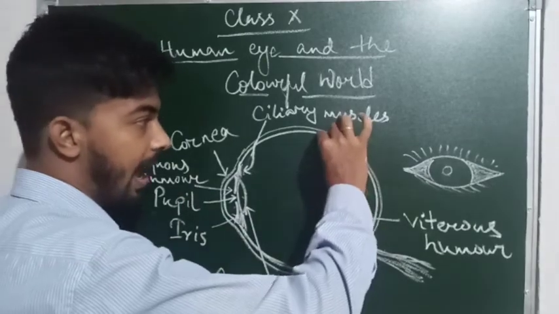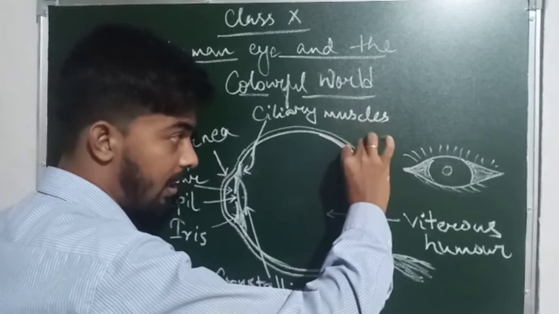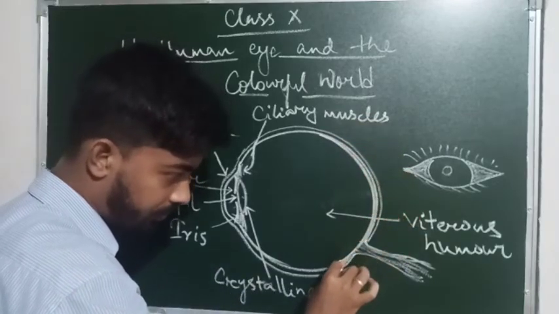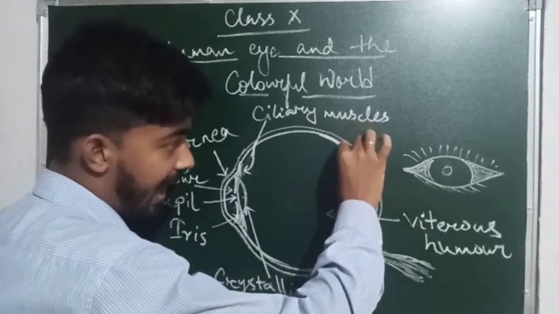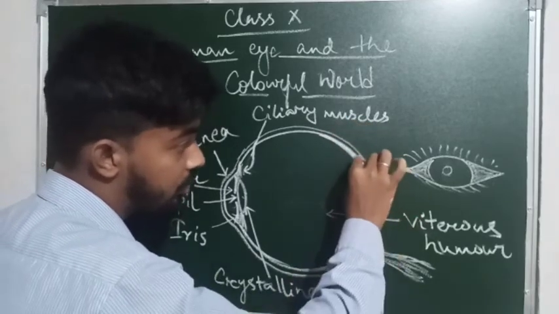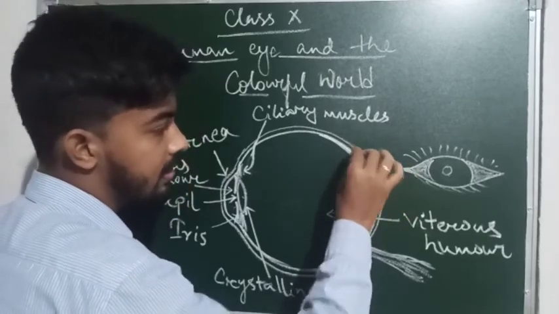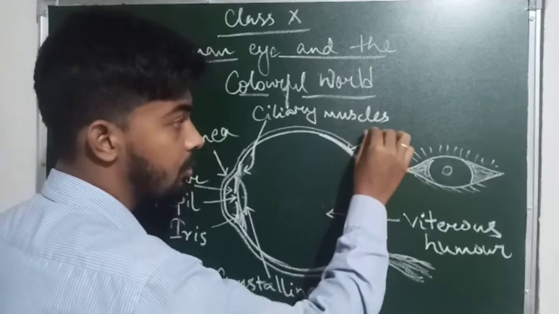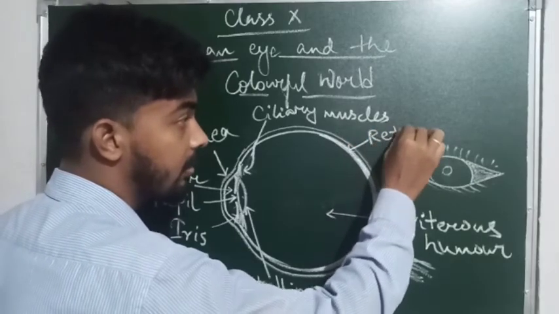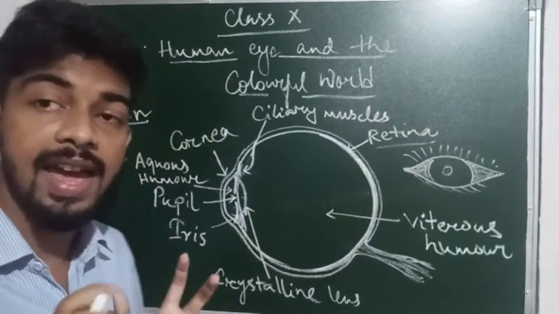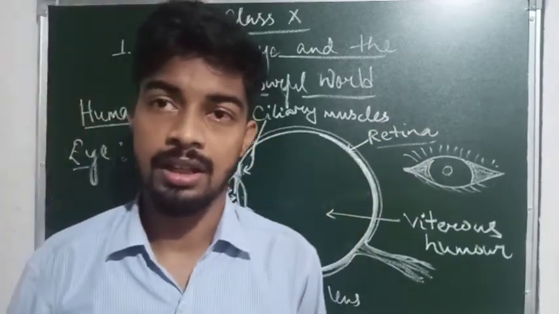Then in the end of the eye, in the last part, there is another layer which acts like a screen, which helps to form the image in our eye. This screen or this part, this one, is known as retina. Retina acts as a screen inside our eye.